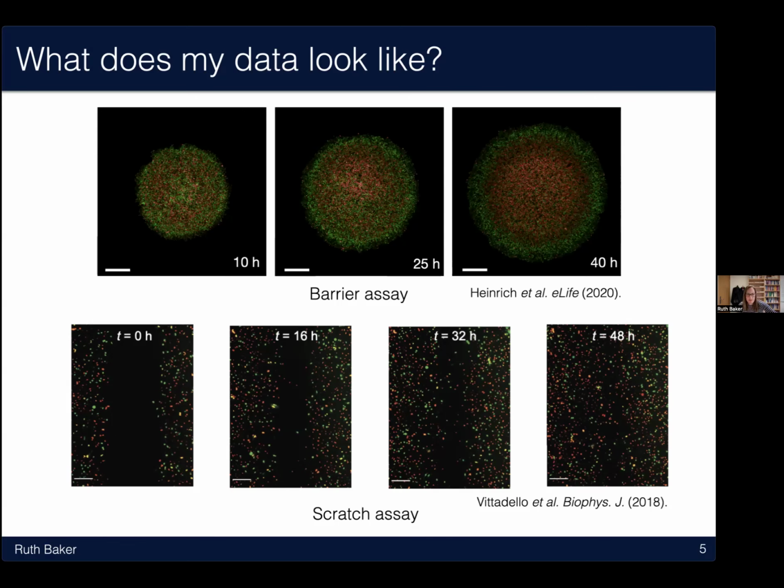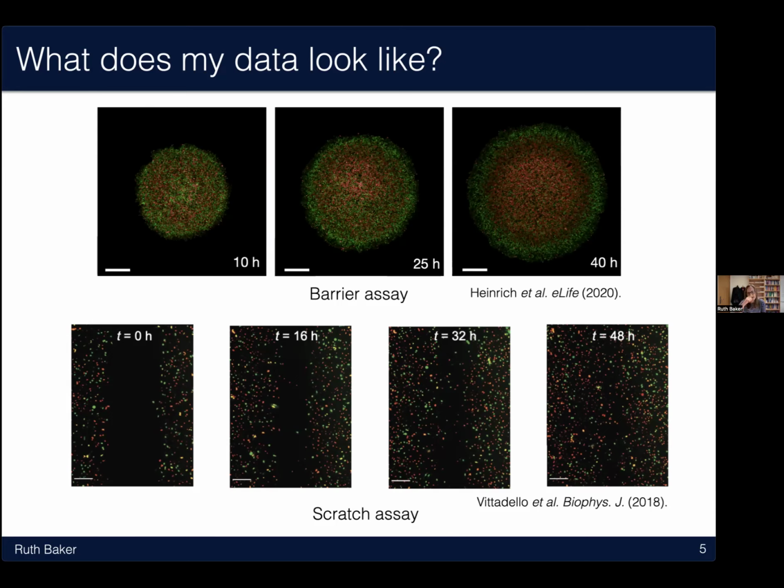So in the top assay published by Heinrich et al. in eLife, essentially this is a barrier assay. You initialize your cell population within a barrier that looks like maybe a cookie cutter. At time 0 hours, you carefully try to remove that. And then you look as the population of cells essentially migrates into and proliferates to fill the surrounding space.